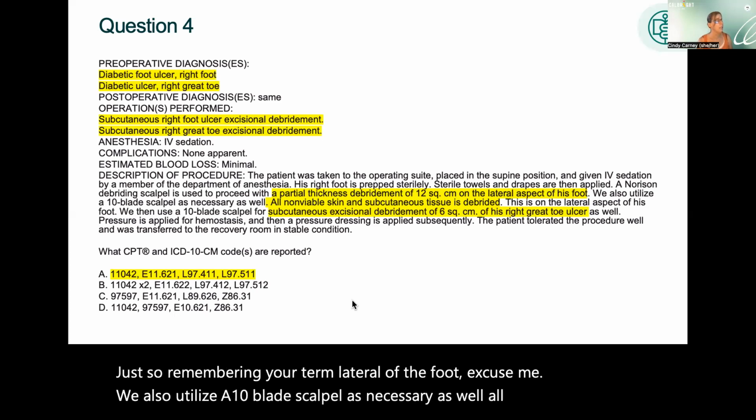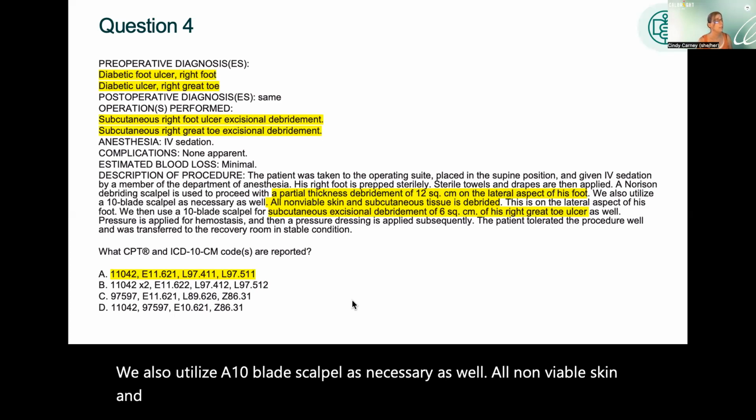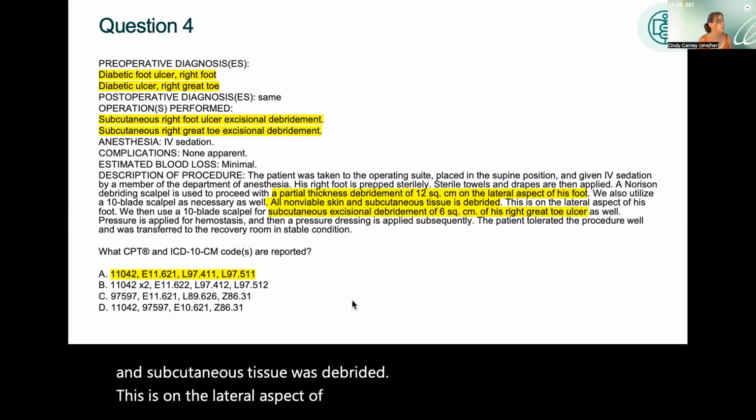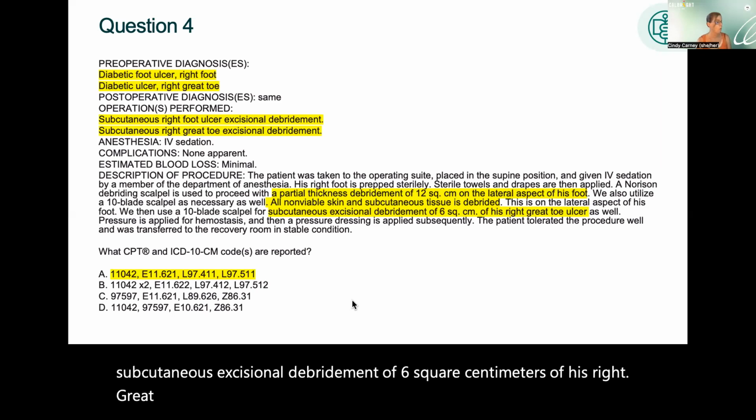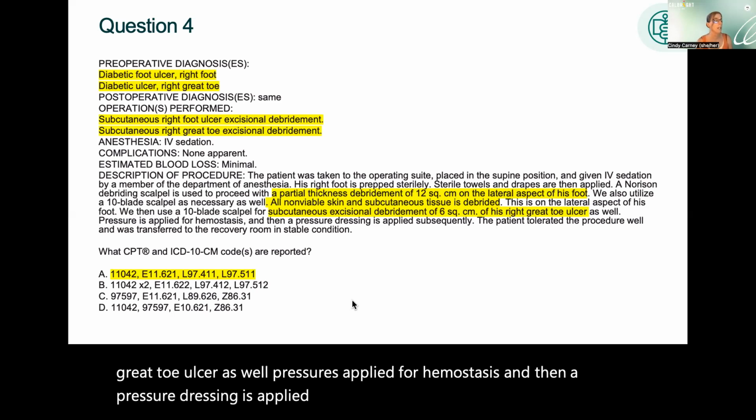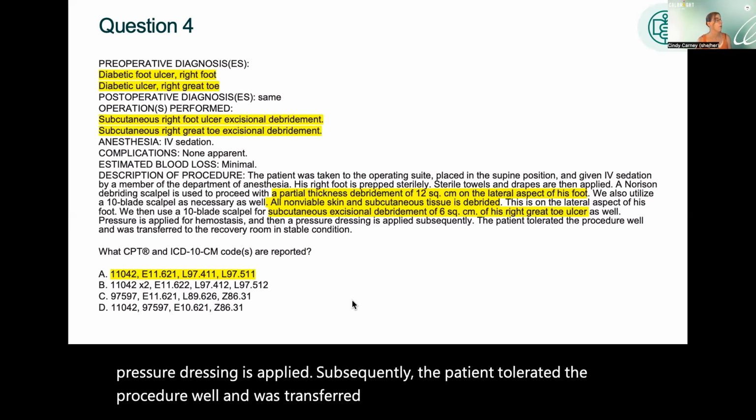All non-viable skin and subcutaneous tissue was debrided. This is on the lateral aspect of his foot. We then use a 10-blade scalpel for subcutaneous excisional debridement of 6 square centimeters of his right great toe ulcer as well. Pressure is applied for hemostasis, and then a pressure dressing is applied subsequently. The patient tolerated the procedure well and was transferred to the recovery room.